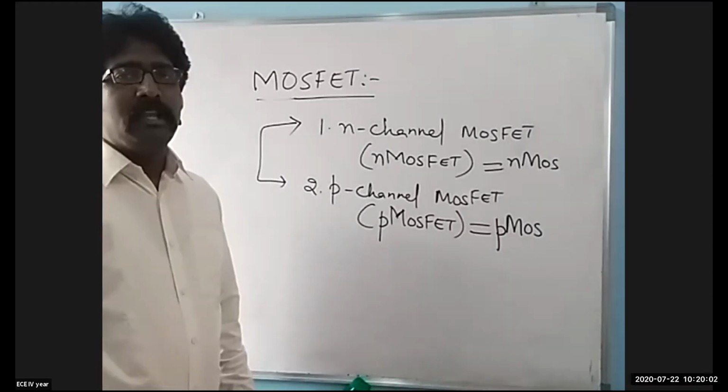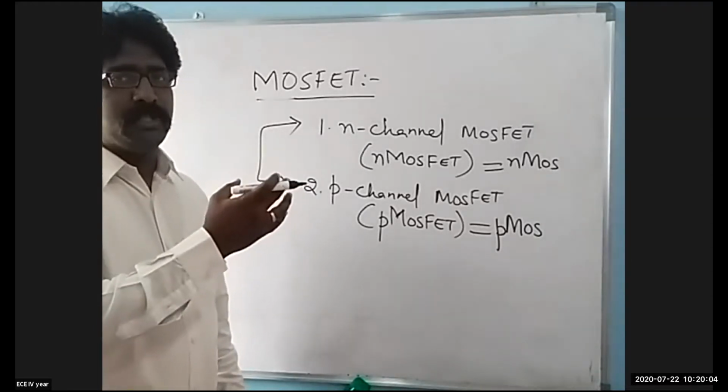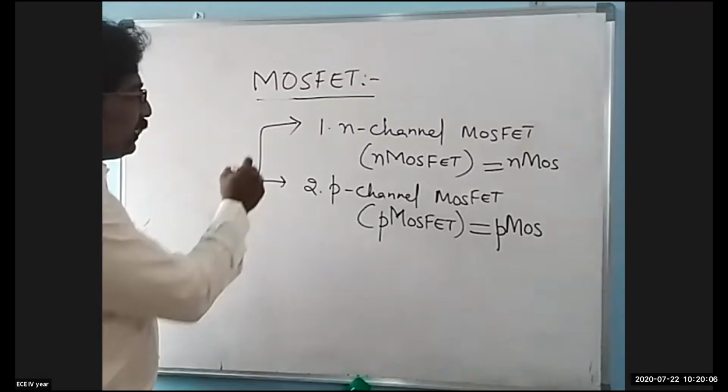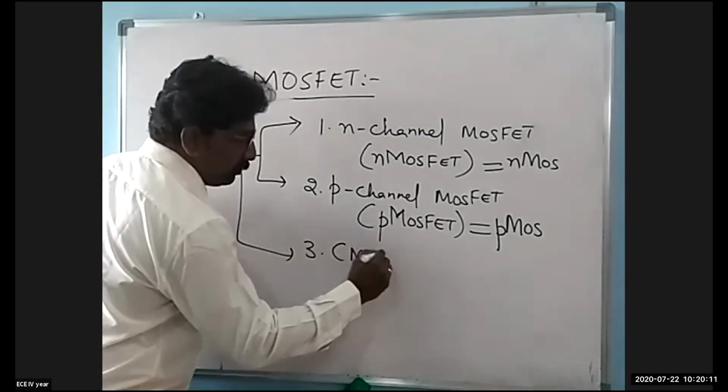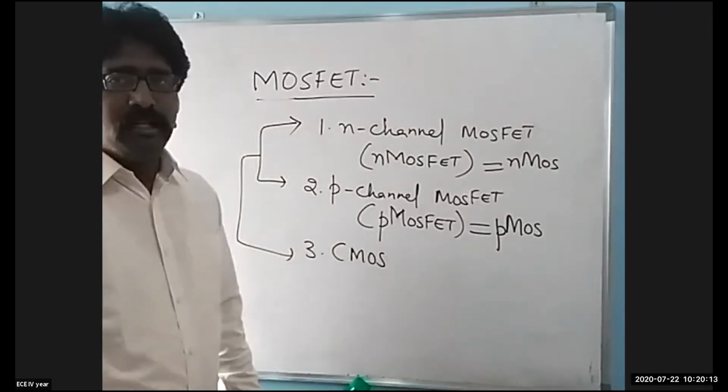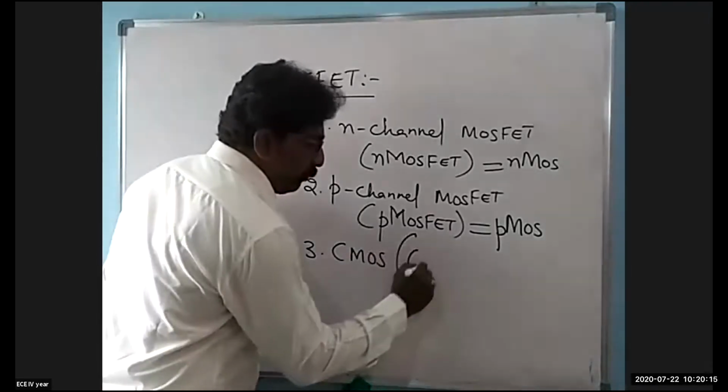Later they worked upon both of these channels, N channel and P channel, and came up with incorporating both the MOSFETs, nMOS and pMOS, as one, and that is called CMOS. Here, CMOS means complementary.